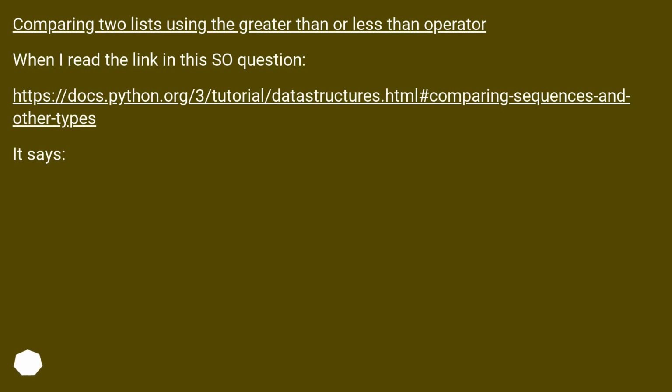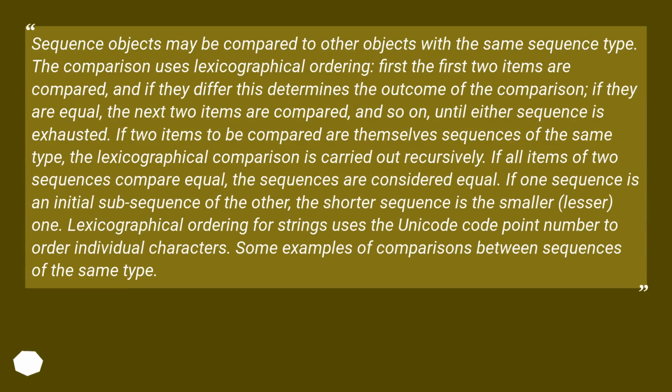Comparing two lists using the greater than or less than operator. When I read the link in this question, this URL, it says, sequence objects may be compared to other objects with the same sequence type. The comparison uses lexicographical ordering. First, the first two items are compared, and if they differ, this determines the outcome of the comparison. If they are equal, the next two items are compared, and so on, until either sequence is exhausted.